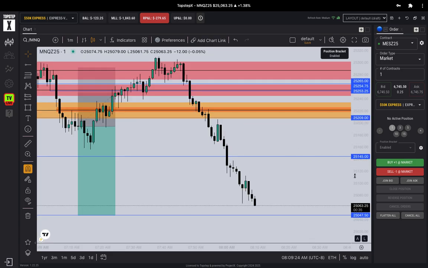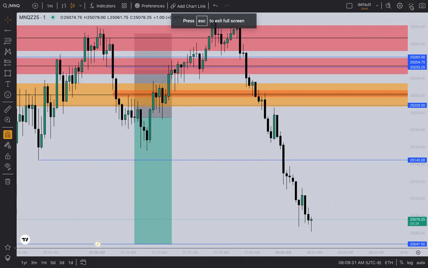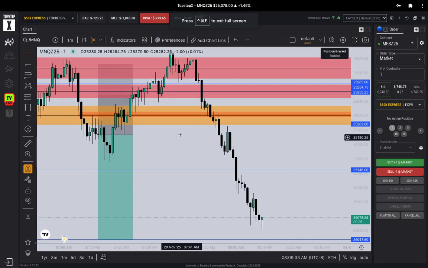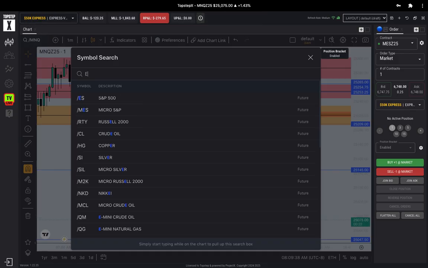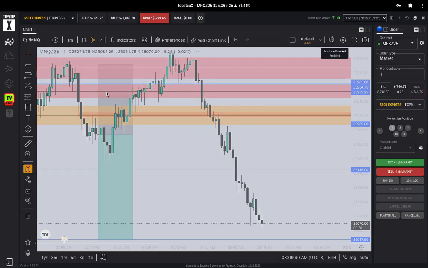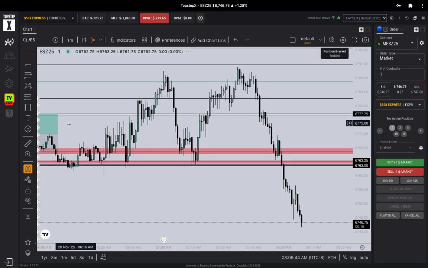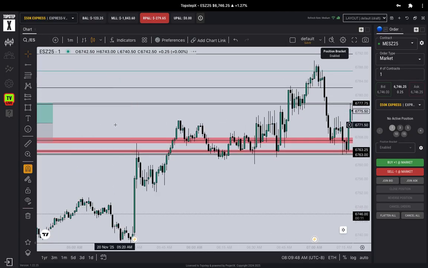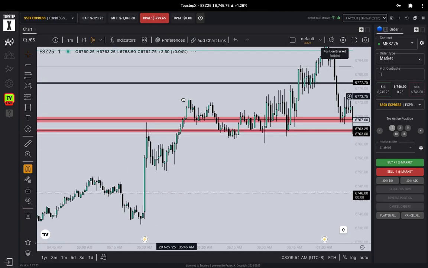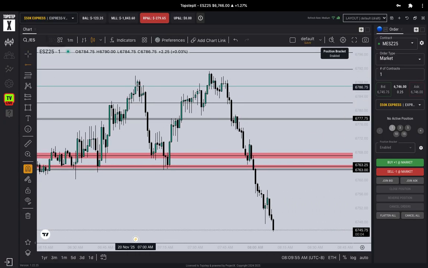I ended up paper trading this, just to see. As you can see right here, well, I actually paper traded it on ES. I don't know if I can show you. I don't know what that is, but yeah.